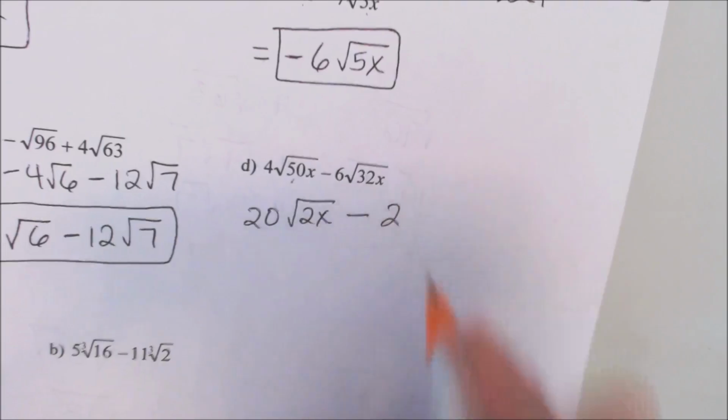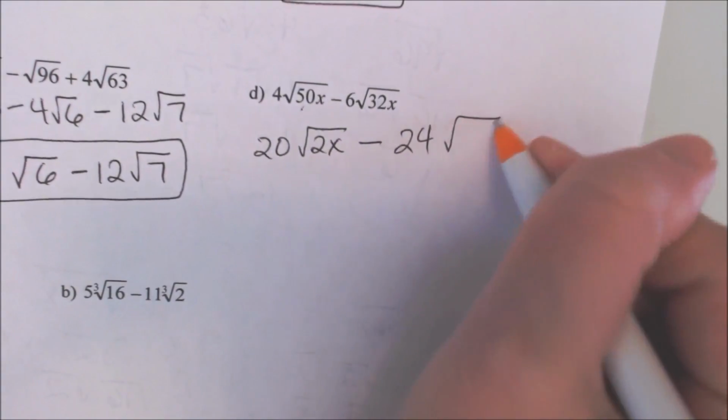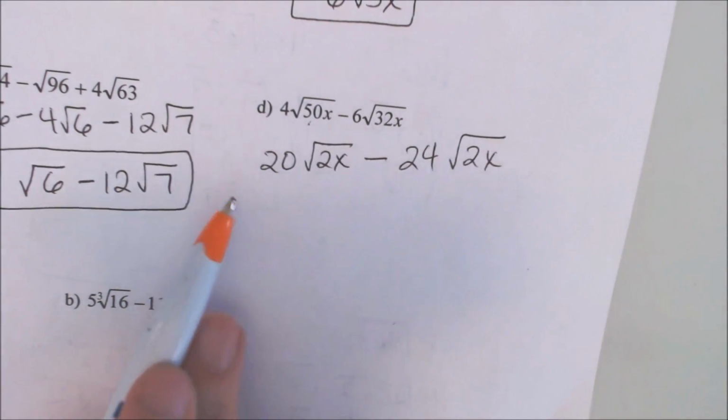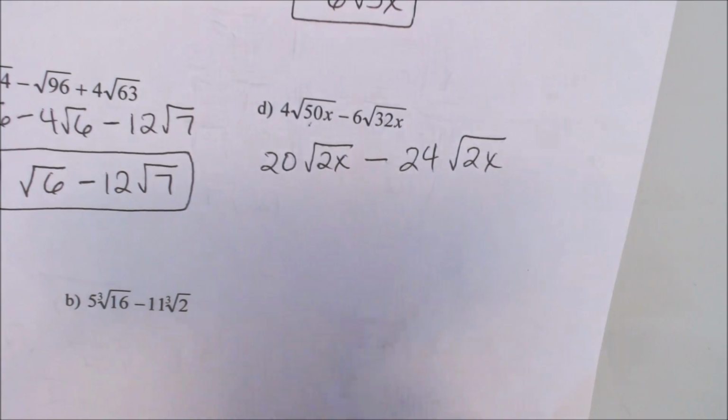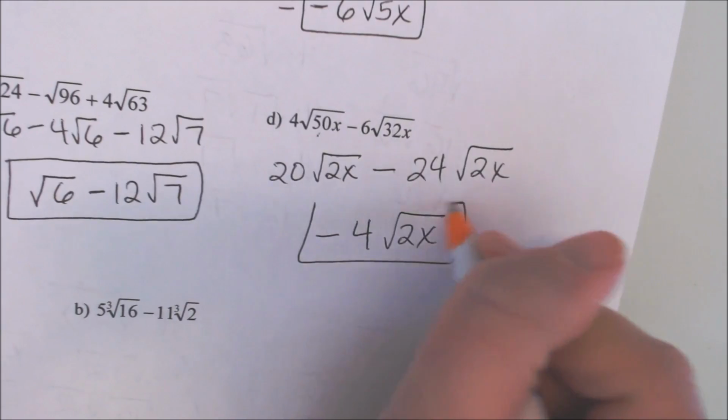So we had minus 24 times the square root of 2x. And you notice those are like radicals, so we can go ahead and combine the coefficients. Positive 20, negative 24 gives me negative 4 times the square root of 2x. And there's our final answer for that.